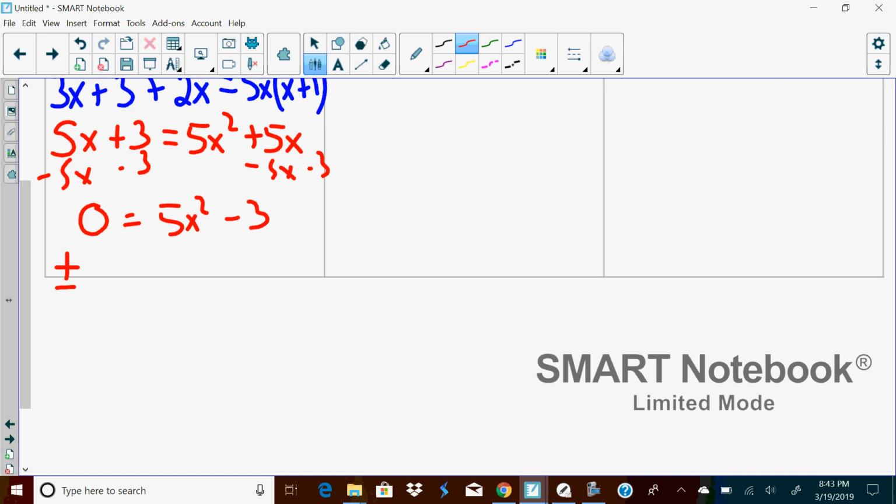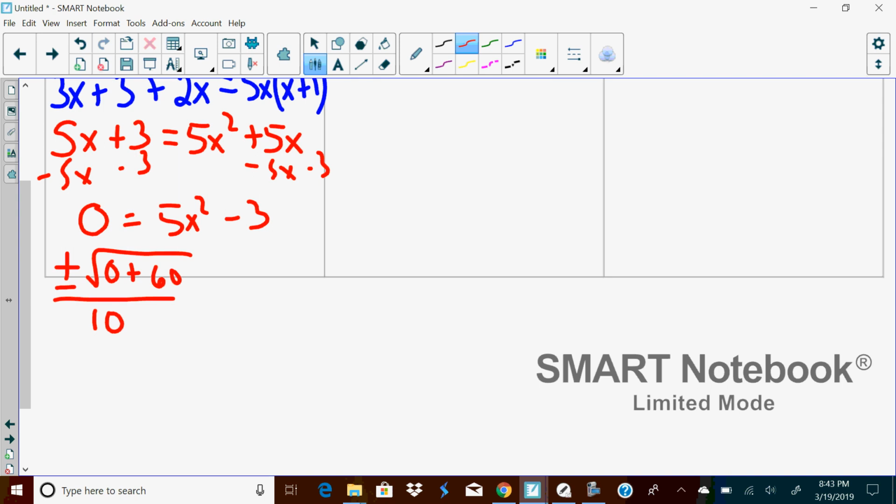So I don't have a b, so it just is 0 plus or minus the square root of 0, because b is 0, plus 4 times negative 3 is 12, times 5 is going to be 60, divided by 10, because 2 times 5 is 10.